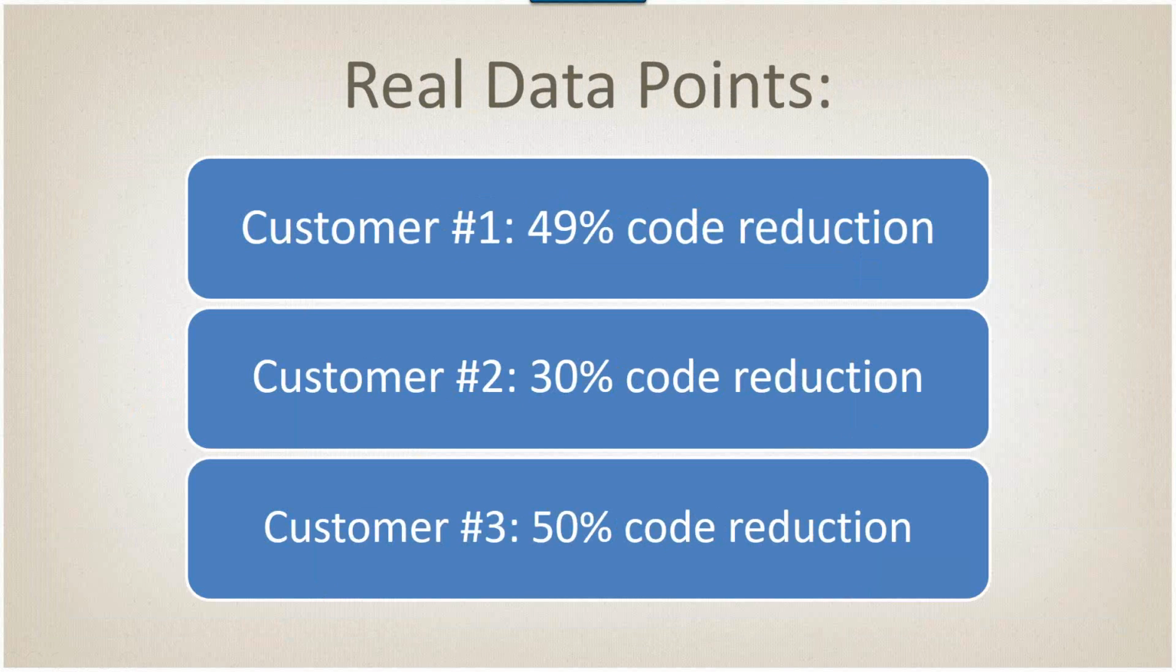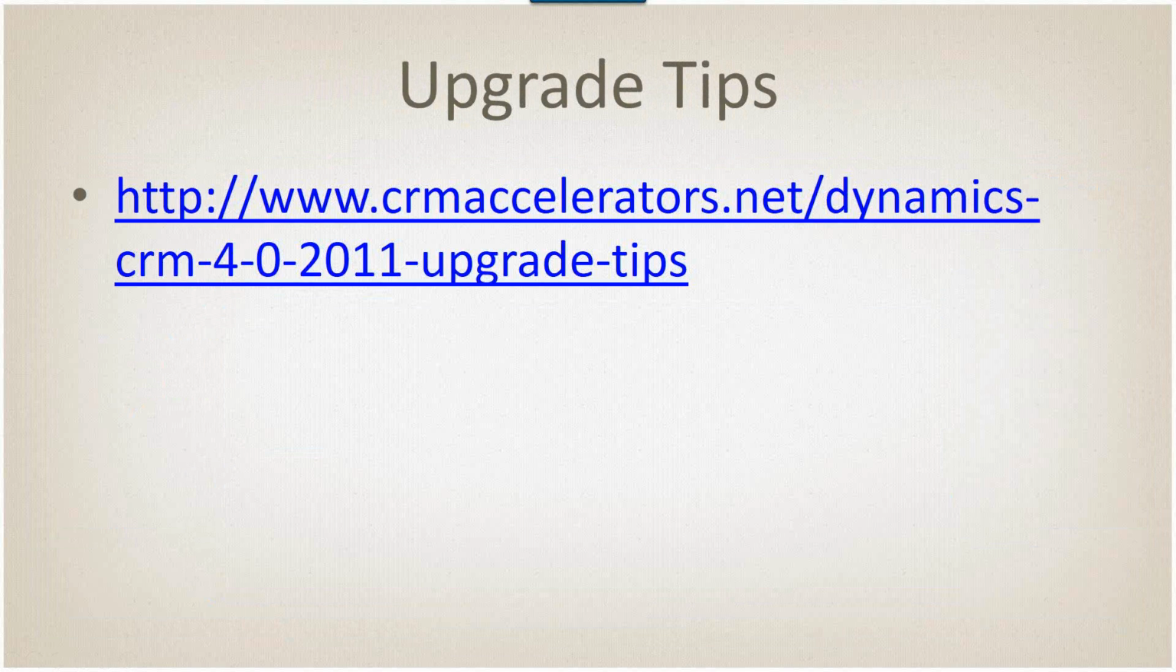So here are 3 real customer upgrades I did. I did a 49% code reduction on the first one, 30% on the second one, and 50% on the third one. That's both JavaScript and .NET. If you think about it, having half the code to maintain that you started with is a win for everybody. And again, here's that link to some of the tips that I have from going 4.0 to 2011.